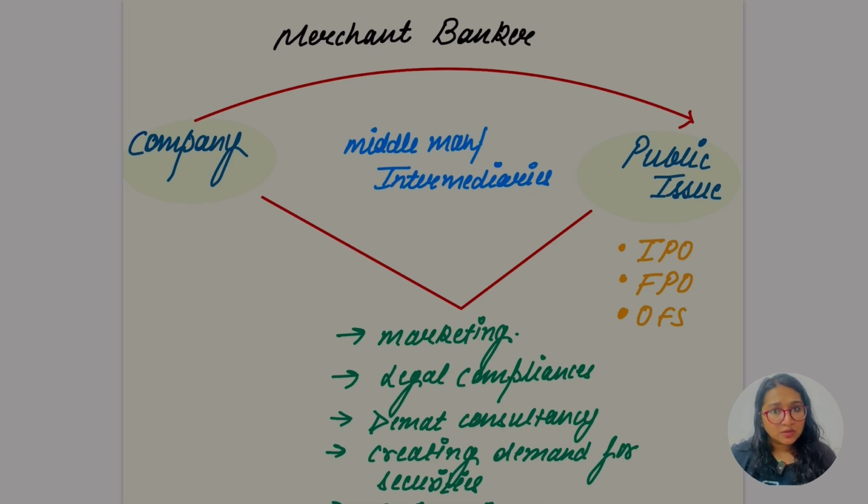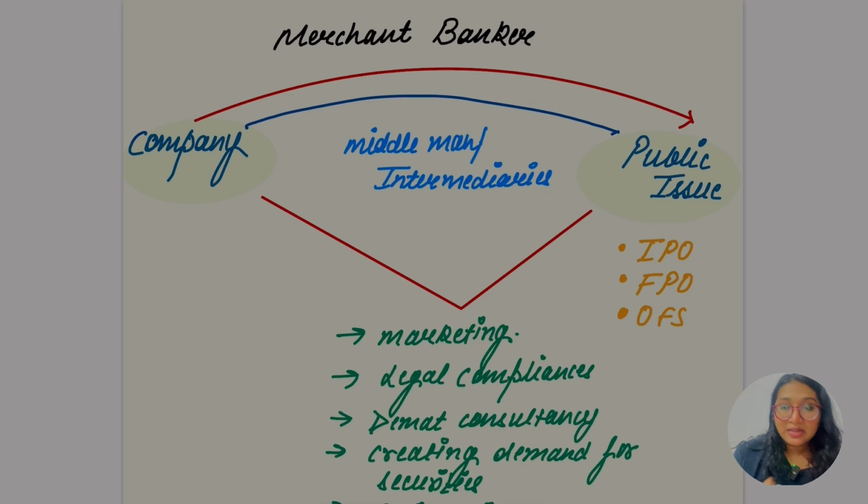What are they doing now? As I told you, the company really wants to do a public issue. We know what a public issue is and how it is done. There are some categories which have to be fulfilled. So now they are saying that for doing a public issue, the company cannot go for the public issue directly.